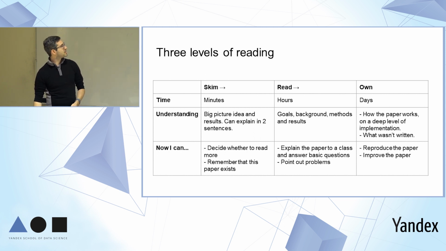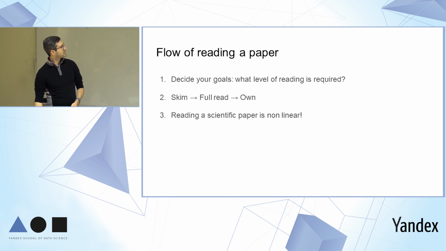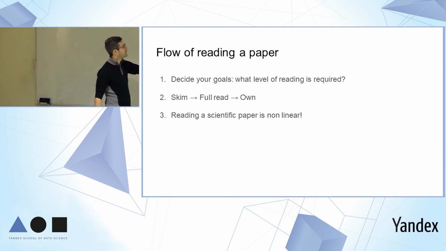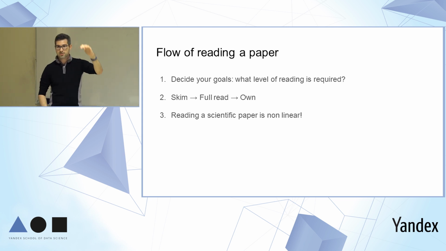And to go a bit deeper into each of these steps, as I said before, the flow is usually to skim, to read, and to own. The thing to remember here is that reading a scientific paper is not a linear process. So to take it as a book and just read it linearly, I think, is the wrong way to go.